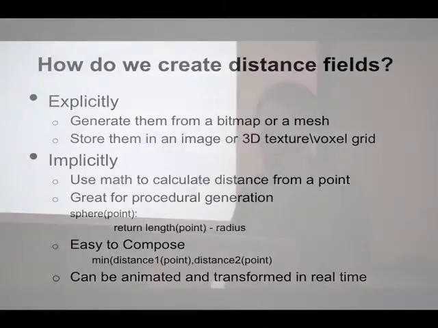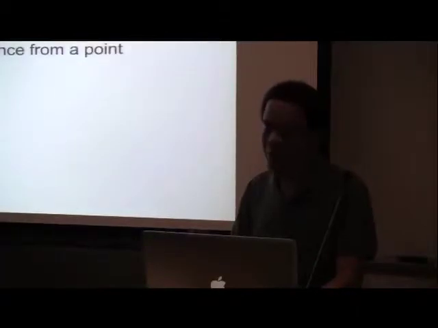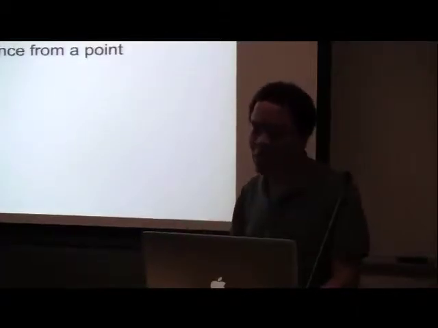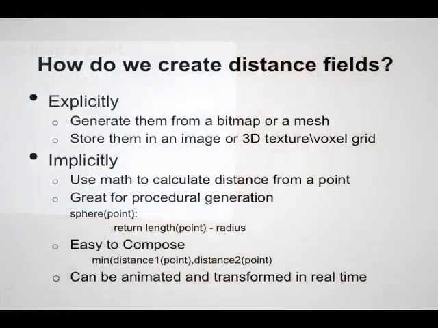Or you can do it implicitly. Just basically use math, use a distance function that represents the distance from a given point in space, which is awesome for procedural generation. So this is an example of the distance function for a sphere. The input is whatever your point in space is, and it's just the length of that point from the origin minus the radius of the sphere.